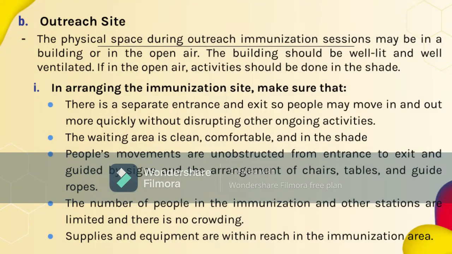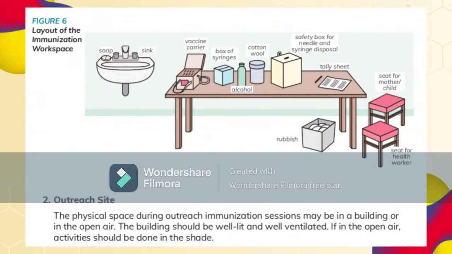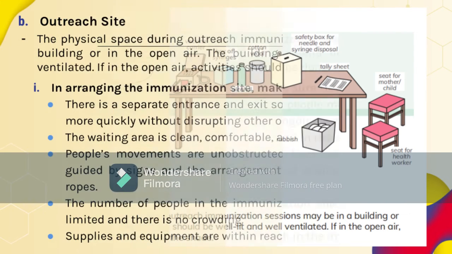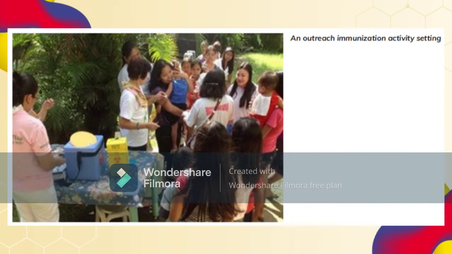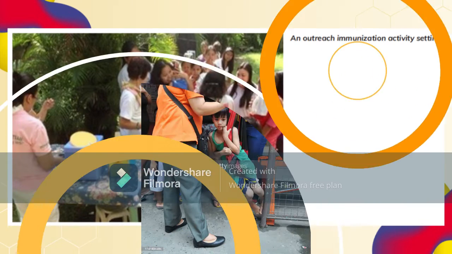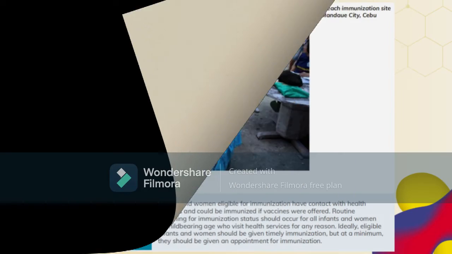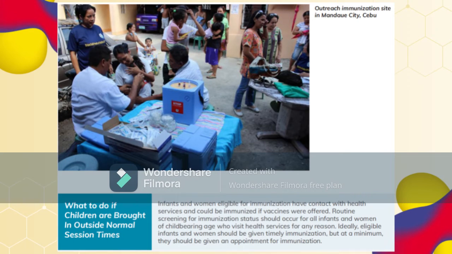The outreach site. The physical space during outreach immunization sessions may be in a building or in the open air. The building should be well lit and well ventilated. If in the open air, activities should be done in the shade. In arranging the immunization site, make sure that there is a separate entrance and exit so people may move in and out quickly without disrupting other ongoing activities.